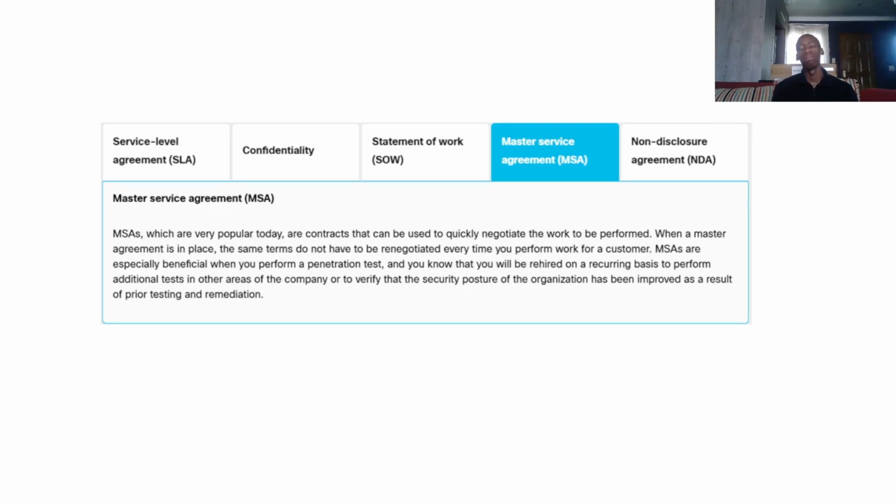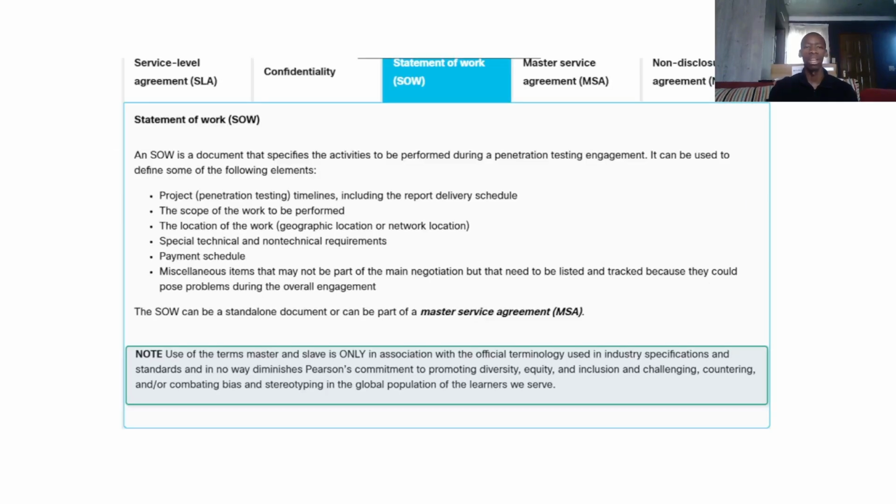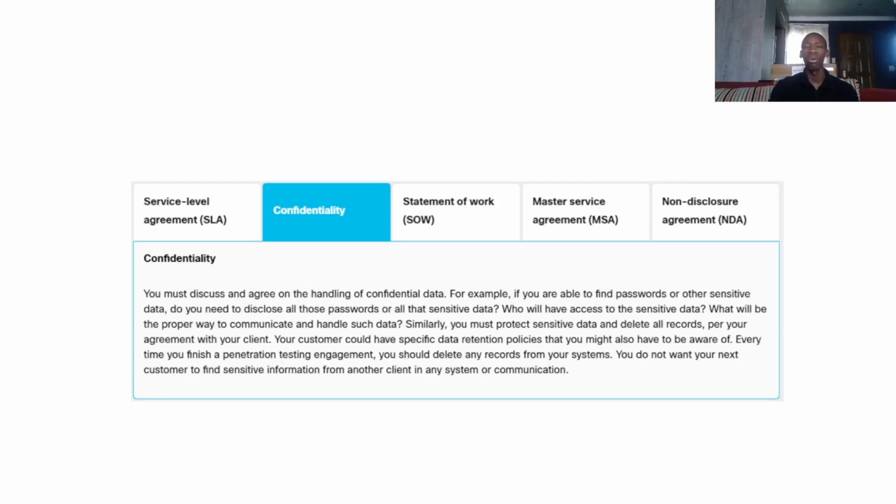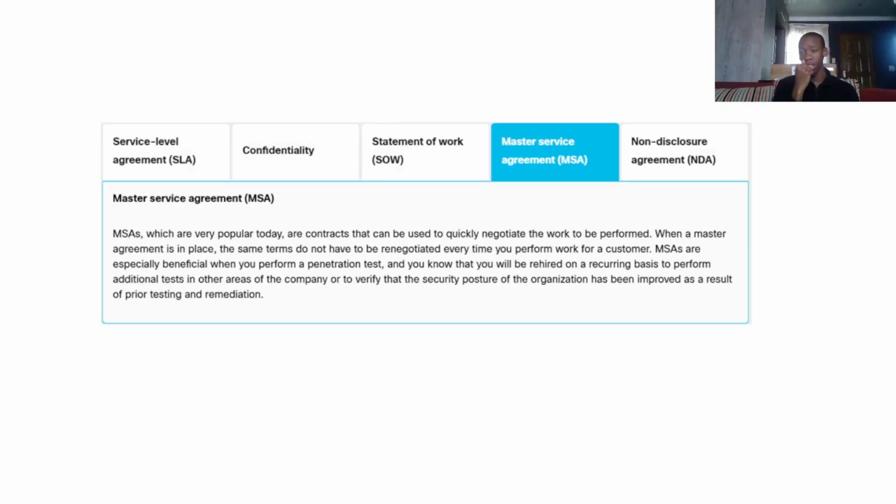It's a straightforward contract between me and the client, and the level of work I'll be doing is similar to a statement of work: the project, the scope of the work, the location, the payment, the miscellaneous items, special technical and non-technical requirements, and a lot of things. I guess it also includes confidentiality. I want to say the SLA can also be included here, but it's fine.